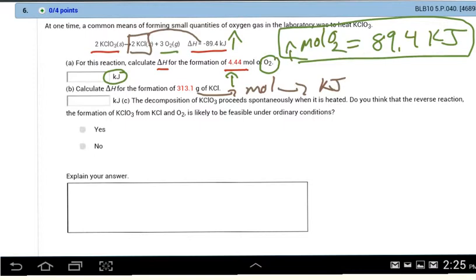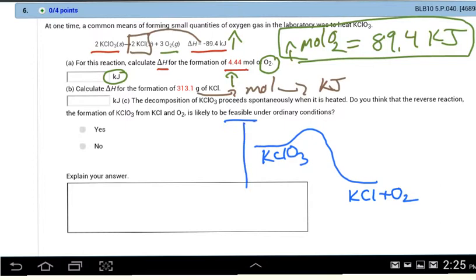Then lastly, in part C, they say that this decomposition of KClO3 proceeds spontaneously when heated. Remember, what that means is that it's one of those downhill reactions. The energy of the KClO3 is higher than the energy of the products. So it proceeds spontaneously, it proceeds well. And they're asking you, do you think the reverse reaction would be feasible? And feasible means, will it occur easily?